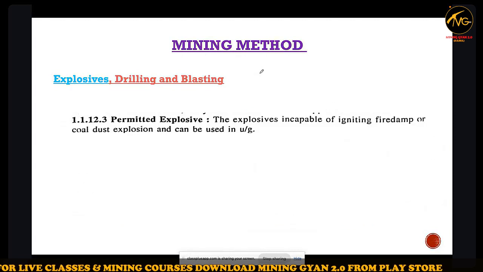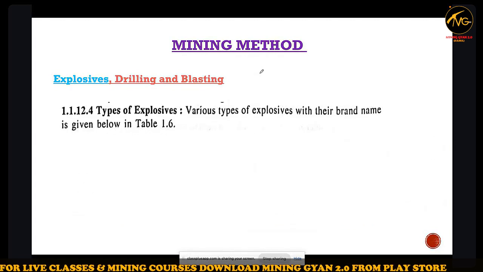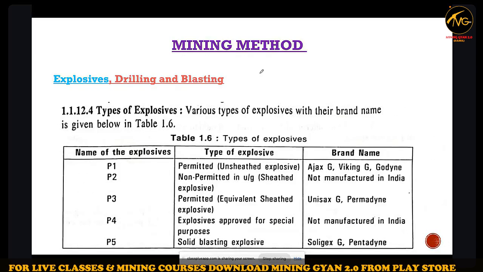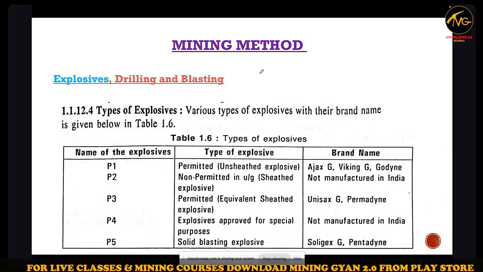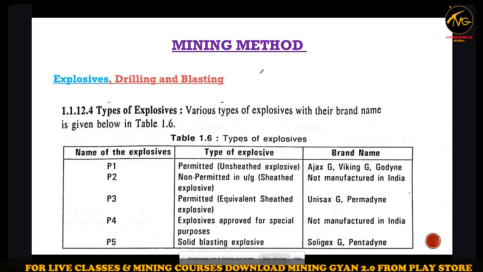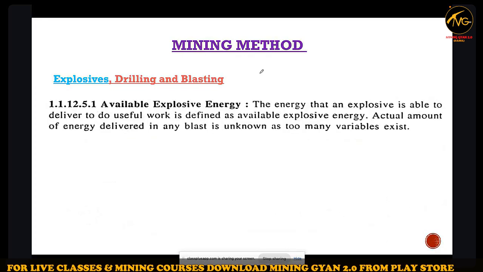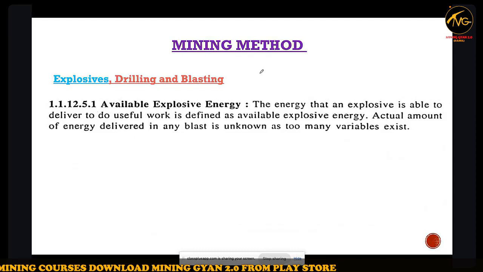Then we discussed permitted explosives. A permitted explosive is one which is not capable of igniting firedamp or causing a coal dust explosion. Then the types of explosive: P1, P2, P3, P4. P2 and P4 generally we don't prefer. P2 is non-permitted and P4 is for special purposes. So P1, P3, P5 are the permitted explosives. Regarding available explosive energy, I told you that we cannot find the actual amount of energy because there are various factors which influence the explosive energy.